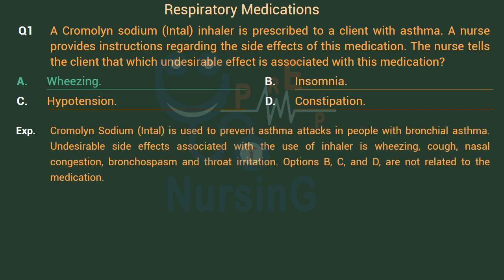Wheezing. Cromolyn sodium, Intal, is used to prevent asthma attacks in people with bronchial asthma. Undesirable side effects associated with the use of the inhaler are wheezing, cough, nasal congestion, bronchospasm and throat irritation. Options B, C, and D are not related to the medication.